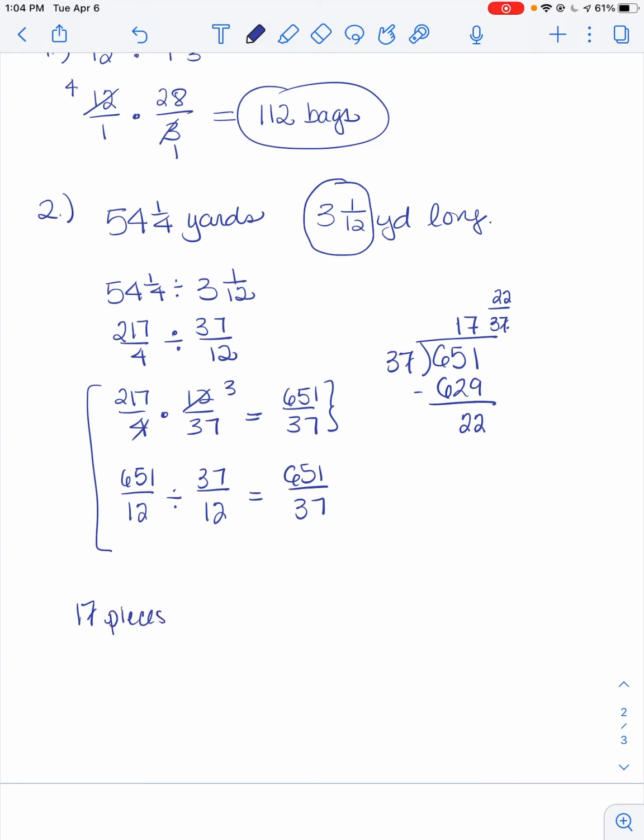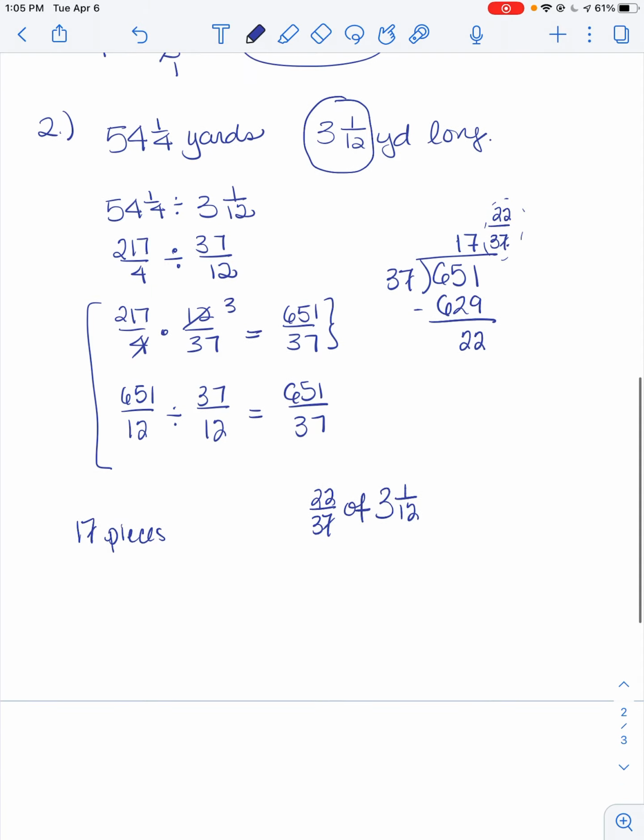But then the real question is, how many yards of material are left over? And that's a little bit harder to think about. We know that there's not an entire group of 3 1/12 yards left over. But how much of that chunk of 3 1/12 yard is left? Well, there are 22 37ths of that chunk. So I say to myself, 22 37ths of 3 1/12 are left over.